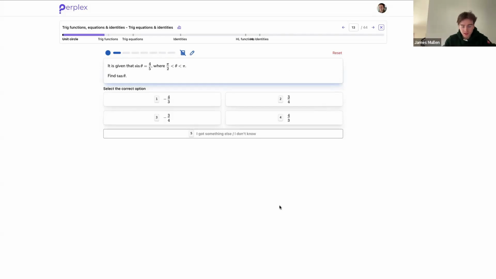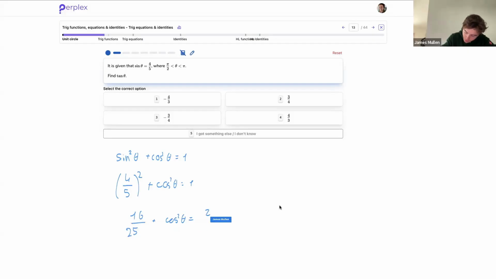Okay, let's go over the answer to this. So I'm going to be using the Pythagorean identity sine squared theta plus cos squared theta is equal to 1. And I'm going to plug in what I know, which is that sine theta is 4 over 5. So 4 over 5 squared plus cos squared theta is equal to 1. So 16 over 25 plus cos squared theta is equal to 25 over 25, which means that cos squared theta is equal to, if I subtract 16 from 25, I get 9 over 25. So that means that cos of theta is equal to plus or minus, if I take the square root, 3 over 5.